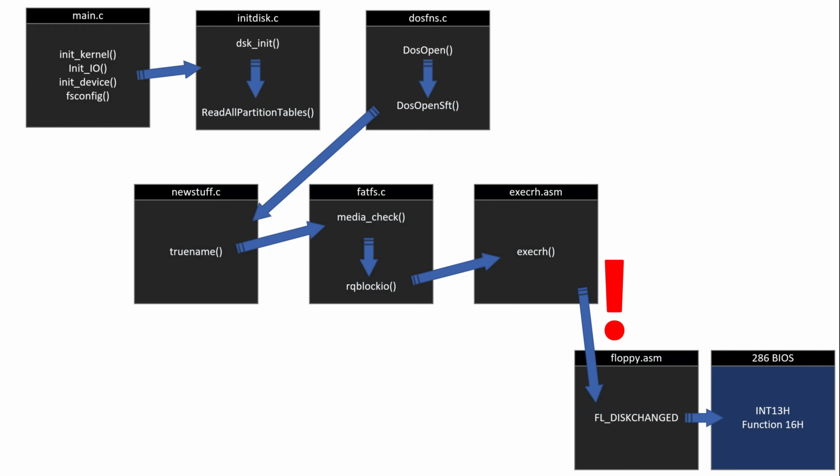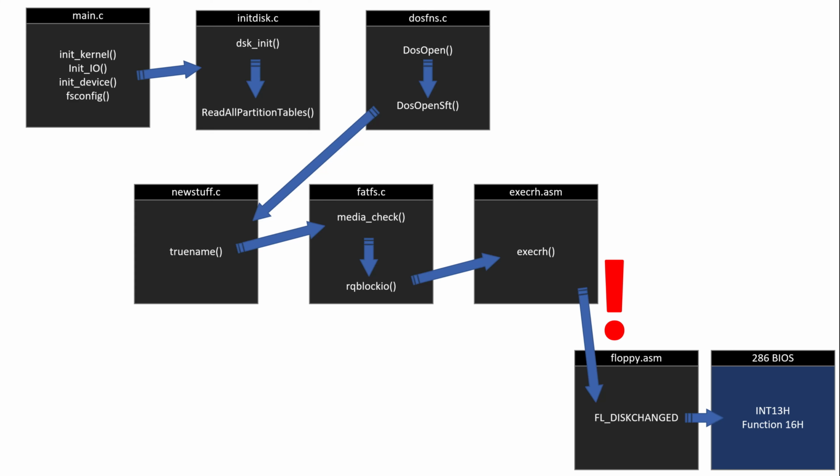This image is showing how, when I turn on the system, it works through the different steps. One of the first files loaded is main.c. There's an init kernel, an init IO, an init device, and an fs config, or file system config. From that, I end up getting into this disk init that you see inside of the source code file initdisk.c, and somewhere in there, it's calling out to read all partition tables. At some point, and I don't have it visualized here, I believe it makes an interrupt call that gets me over to the DOS functions of DOS open and DOS open SFT.